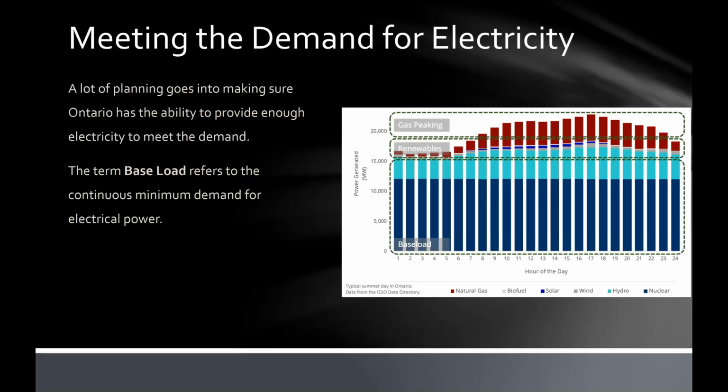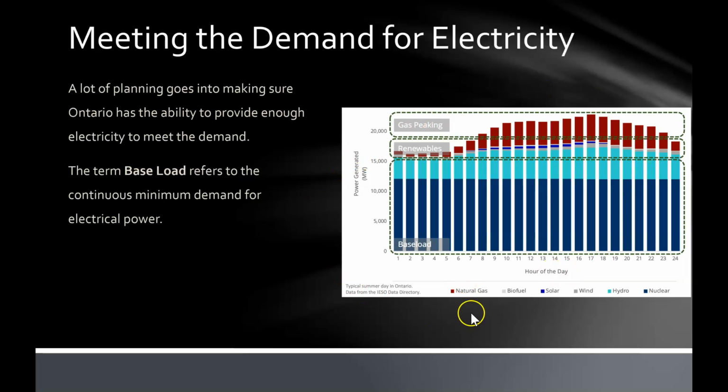So, meeting the demand for electricity: a lot of planning is required to make sure that, within Ontario, we're speaking, Ontario has the ability to provide enough electricity to meet the demand. And this term right here, base load, refers to the continuous minimum demand for electrical power. So that is the minimum demand for electrical power.